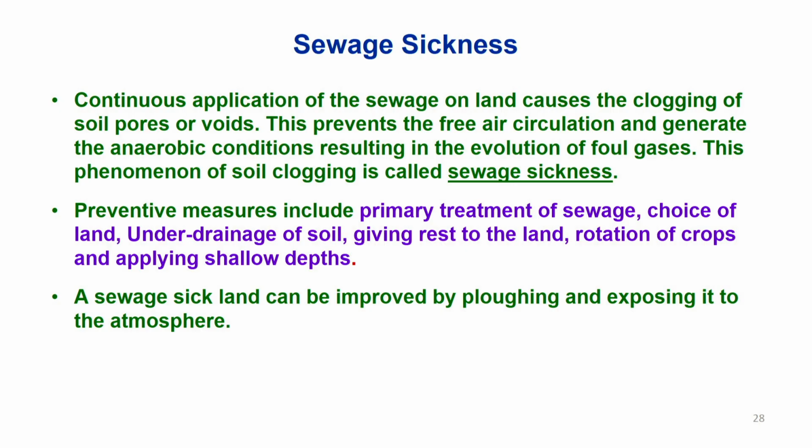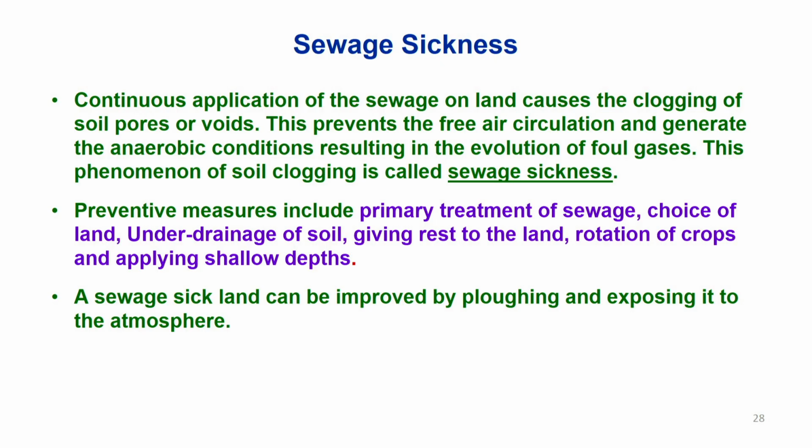Continuous application of sewage on land causes clogging of soil pores because of the suspended impurities, and then it prevents free air circulation, which causes anaerobic conditions. As a result, reduced gases like methane, H2S and others are liberated, and it causes soil clogging. It is termed sewage sickness. How can we prevent this? We do primary treatment, at least primary treatment of sewage.